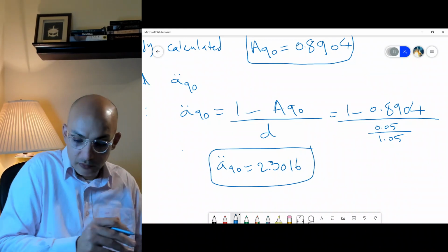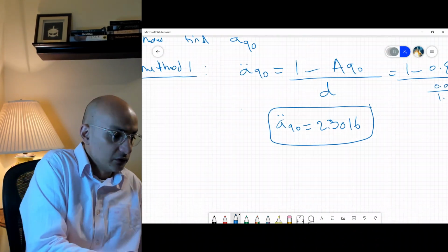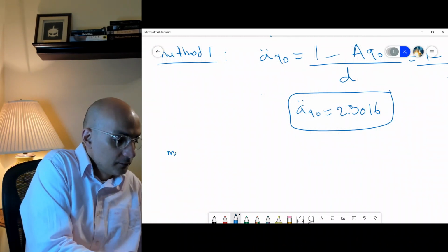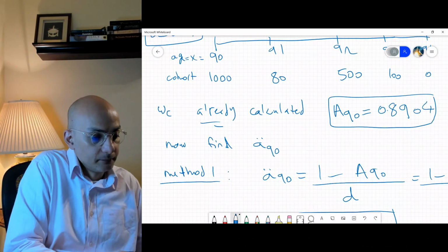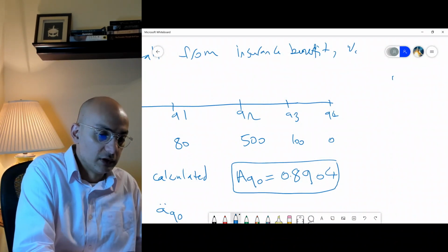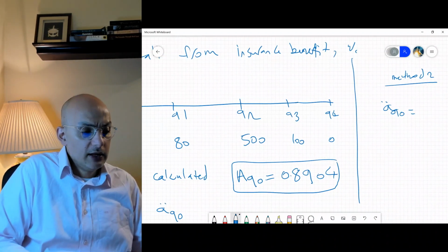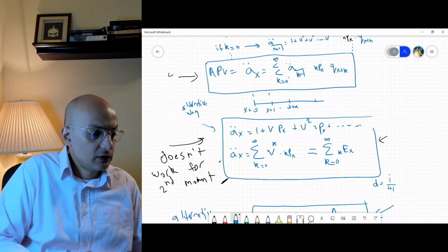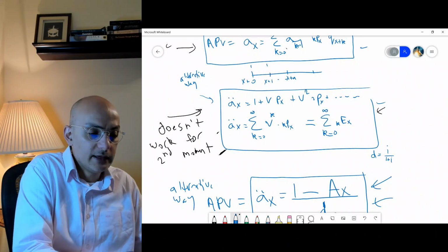Let's keep it because we're going to use another method. Now let's use method 2. Let's go back here. Maybe I can calculate it here. Now ä90, the easiest way to calculate it: let's go back to these formulas. You can calculate it with this one, but this one you need to calculate so many terms. Or calculate this one. I'm going to use this one directly.